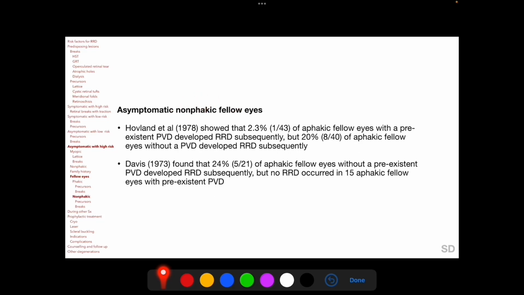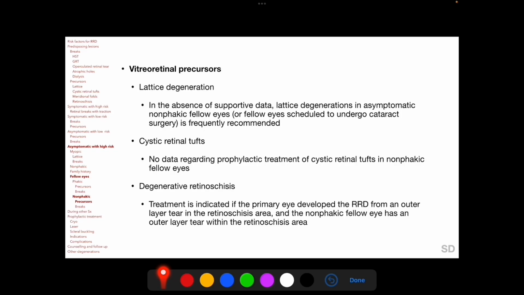As with phakic eyes, these two studies showed that in non-phakic fellow eyes with pre-existing PVD, the risk of future RRD is much less than in non-phakic fellow eyes with an attached vitreous. In the absence of supportive data, treatment of lattice degeneration in asymptomatic non-phakic fellow eyes or fellow eyes scheduled to undergo cataract surgery is frequently recommended, and the treatment recommendation for cystic retinal tufts and degenerative retinoschisis for non-phakic fellow eyes is similar to those in phakic fellow eyes.